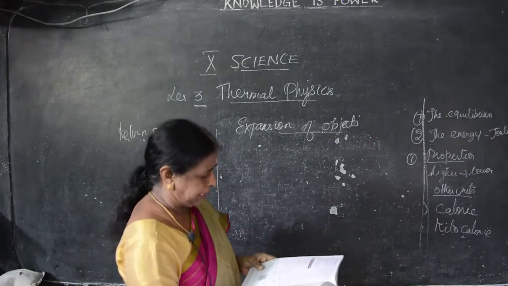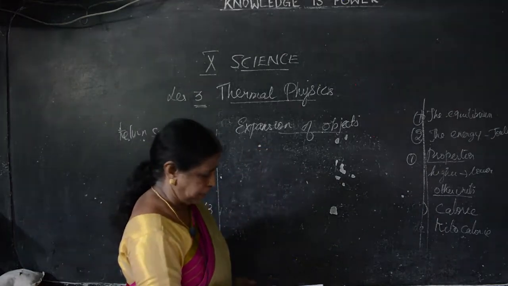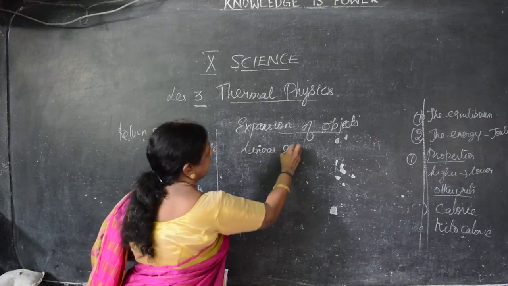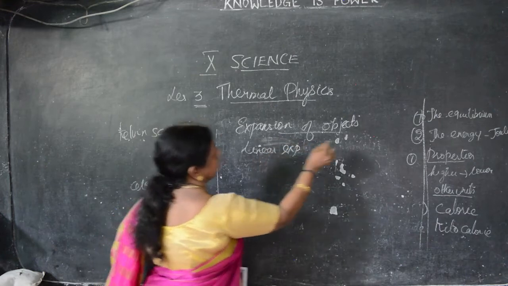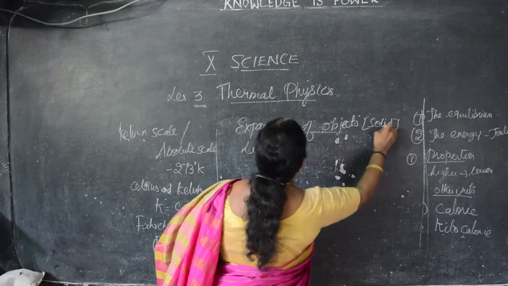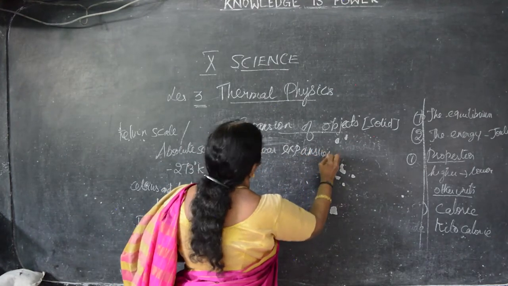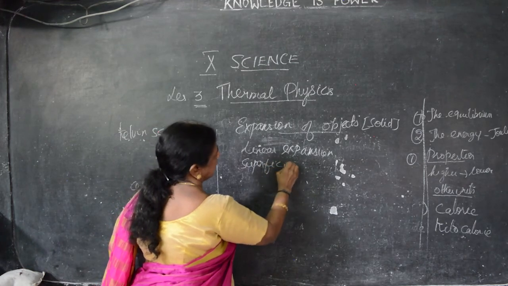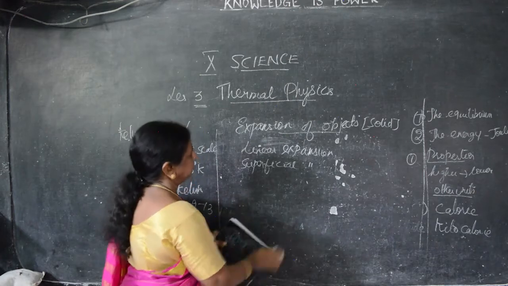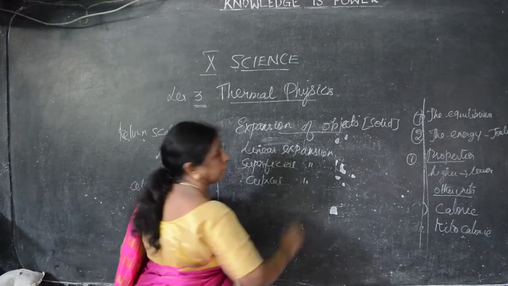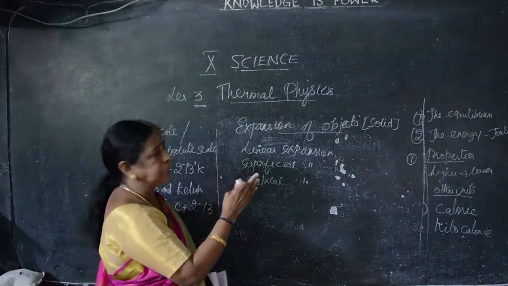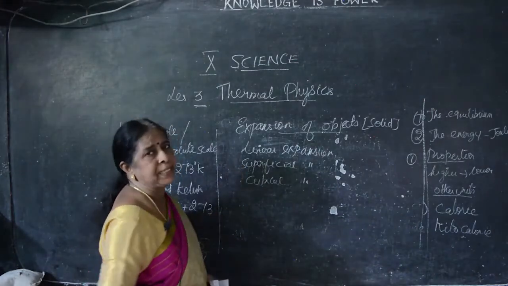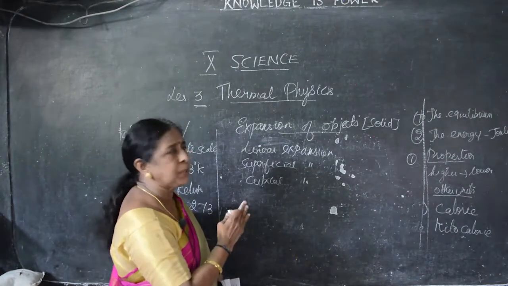When the heat energy is supplied to a body, there can be an increase in the dimension. Dimension means the shape of the object. For example, in the solid alone, there are three kinds of expansion. One is linear expansion. This is for solid alone. Linear expansion, superficial expansion, and the next one is cubical expansion. So the object has a regular shape. Suppose the expansion is in the length, it is known as linear expansion. That is, a solid object expanding lengthwise is known as linear expansion.